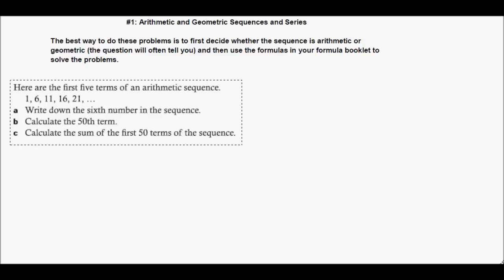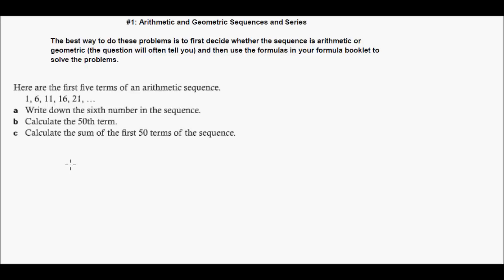Let's look at the first thing, arithmetic and geometric sequences and series. These can be a little tricky sometimes. The best way to do these problems is to decide whether the sequence is arithmetic or geometric. The question often tells you, actually. And then use the formulas in your formula booklet to solve these problems. I'm going to go through 5 examples right now, a couple easy ones, and then I'm going to do the trickier ones.